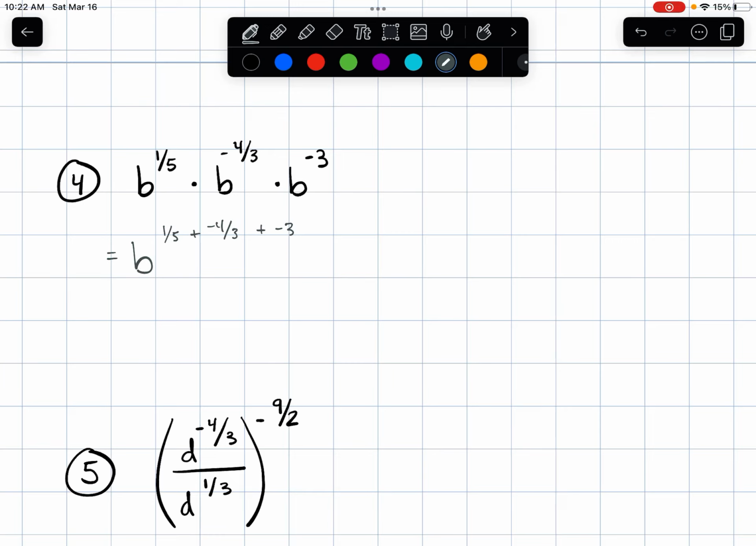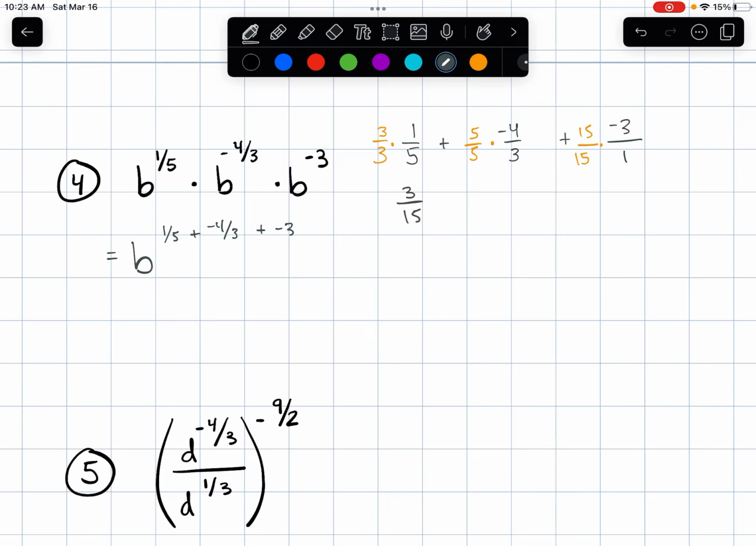And I can't add these together right now because we don't have common denominators, right? I have 1/5 plus negative 4/3. And then if I write negative 3 as a fraction, that's like negative 3 over 1. So they all have different denominators right now, but I do have to get common denominators before I can add them. So it looks like with the 5, the 3, and the 1, the least common denominator would be 15. So I'm going to multiply this first fraction by 3/3, second fraction by 5/5, and third fraction by 15/15. All right, trying to get common denominators here.